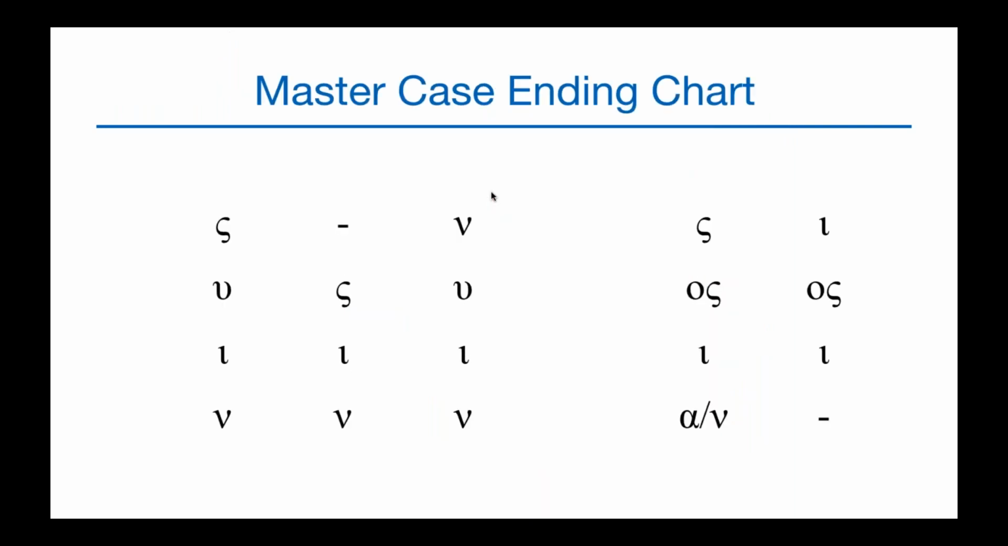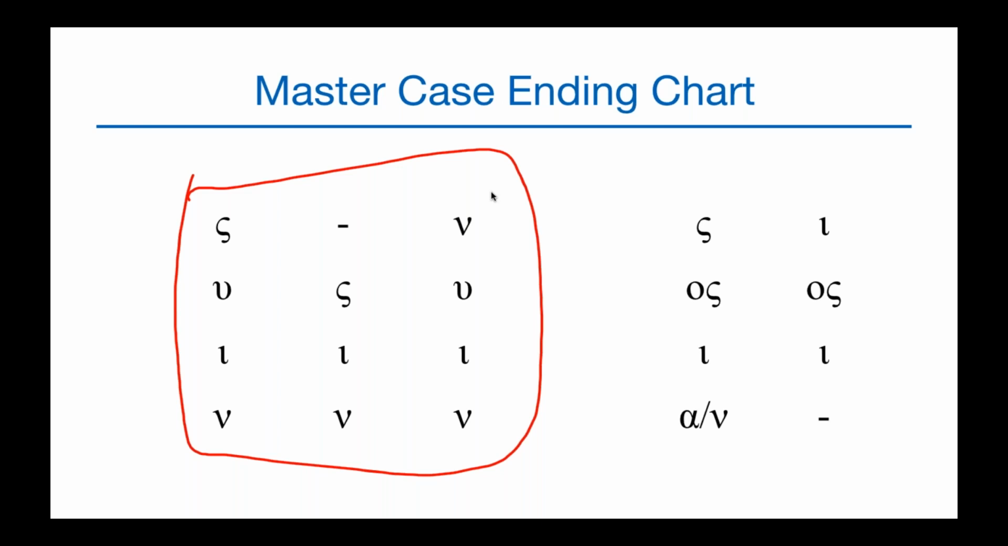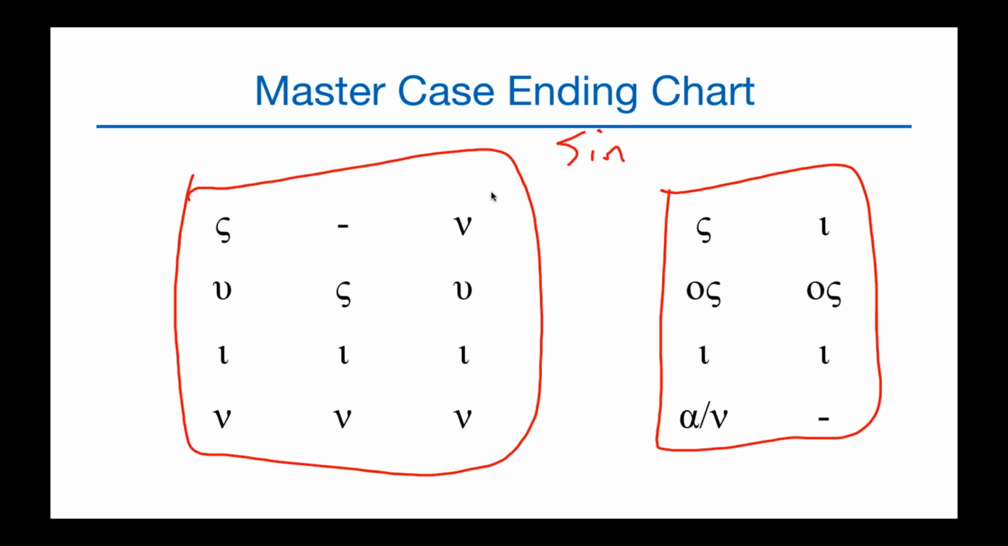So this leaves us with the master case ending chart. The master case ending chart covers all the declensions. So far, we've memorized this. What we're adding on now is this. So these are all your singular forms. Now, when you look at this, what are some things that stand out to you?